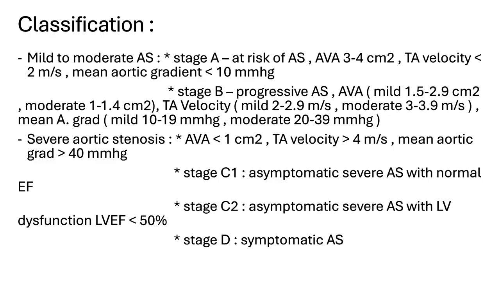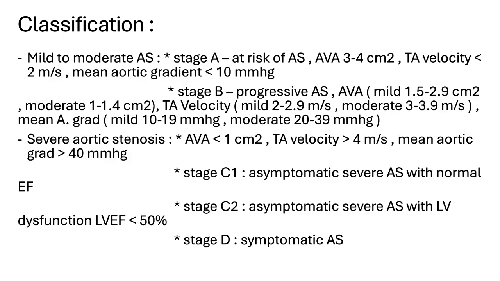Now, the classification of aortic stenosis is basically made after obtaining the measurements using transthoracic echocardiography. For mild to moderate aortic stenosis, we have two stages, stage A and stage B. Stage A is at risk of developing aortic stenosis, so basically it's aortic sclerosis. We use three things to classify aortic valve stenosis: aortic valve area, transaortic velocity, and the mean aortic gradient.